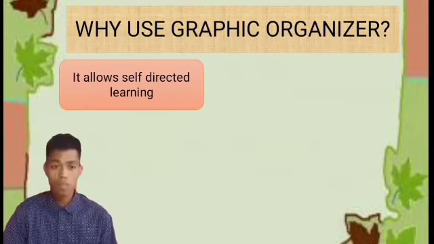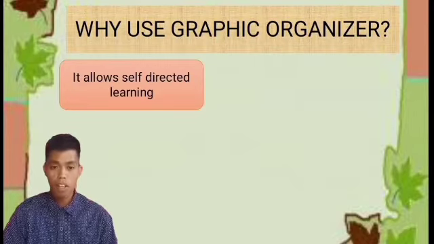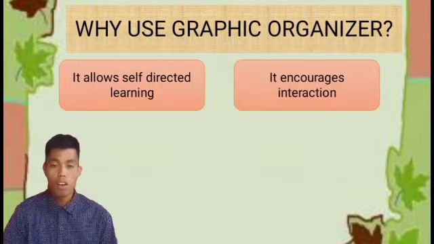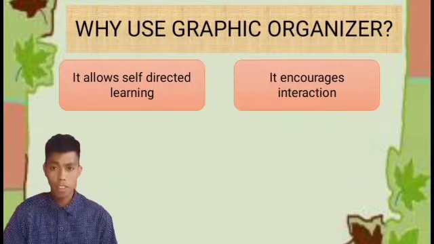It allows self-directed learning. The good thing about graphic organizers is that they can be used for independent learning among the learners. This is because it is much easier for the learners to graph information and see connections. It encourages interaction. This form of teaching strategy literally engages the learners to participate in class activities. Since they appreciate its visual nature, the motivation to learn comes next.